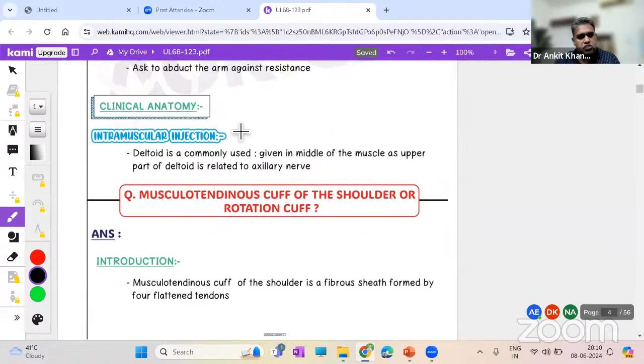We all know about the IM injection which is given in the deltoid, but remember where exactly in the deltoid. It is given in the middle of the muscle, as the upper part of the muscle is related to the axillary nerve. So sometimes, by giving a deep IM injection, the axillary nerve might get irritated. The landmark is around 5.5 to 6 centimeters below the acromion process. You can palpate the acromion process, and if you go 5 to 6 centimeters below it, that would be a good area to give the IM injection.